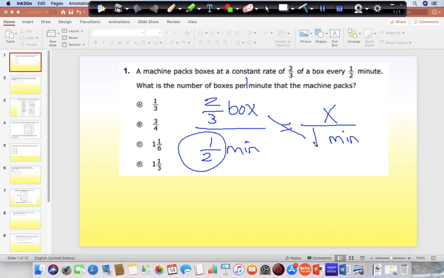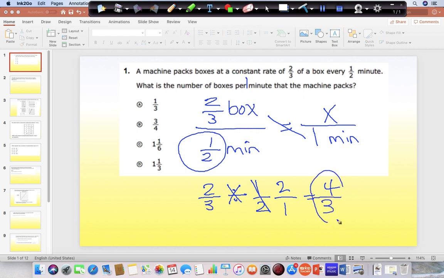So what we need to do is cross multiply and divide by the other number. So 2/3 times 1 gives me 2/3, and 2/3 divided by 1/2. We need to keep the first fraction and multiply by the reciprocal of the second fraction, which means we flip the second fraction and then multiply straight across. 2 times 2 is 4, and 3 times 1 is 3.